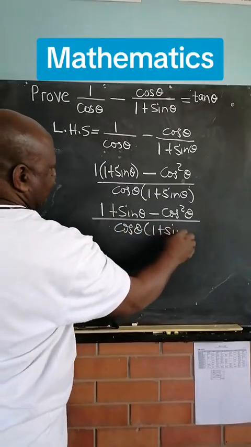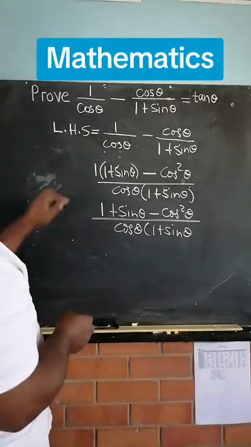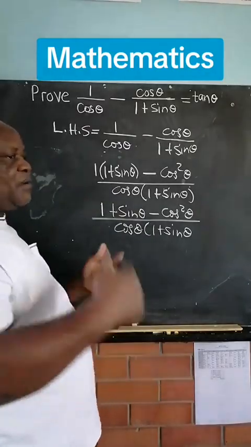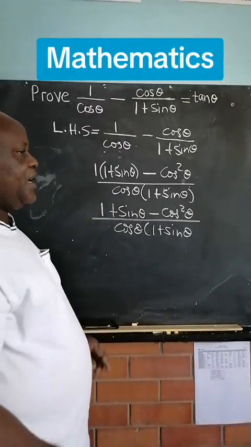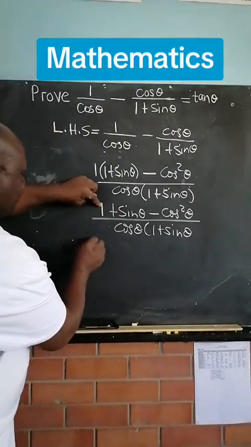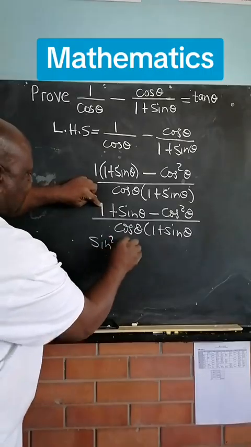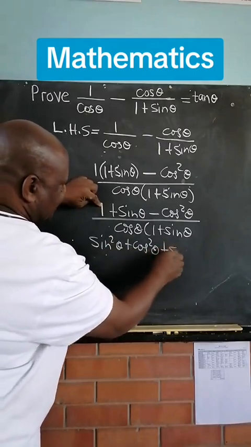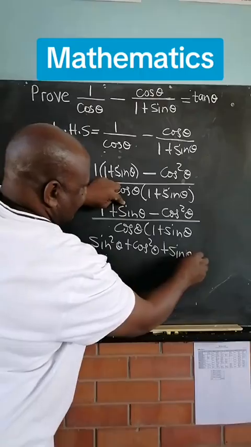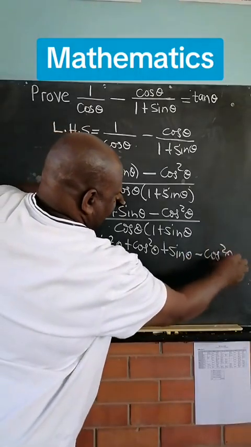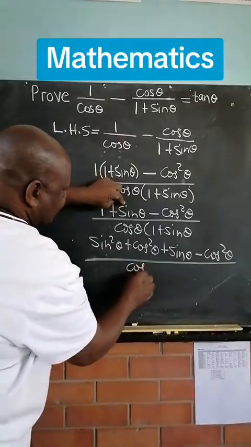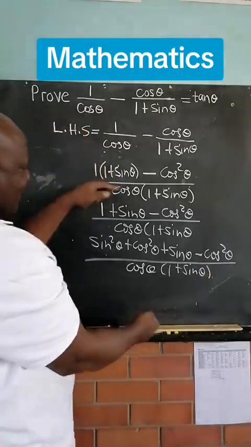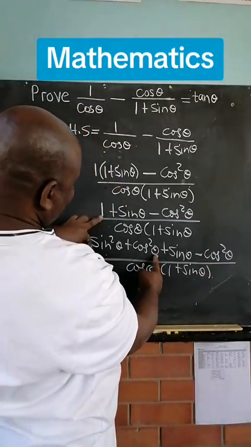Alright, we can write 1, remember there is an identity that says sine squared theta plus cos squared theta is equal to 1. So I can replace 1 by sine squared theta plus cos squared theta. That is now plus sine theta and here minus cos squared theta all over cos theta open 1 plus sine theta. Now this one is the same as 1.